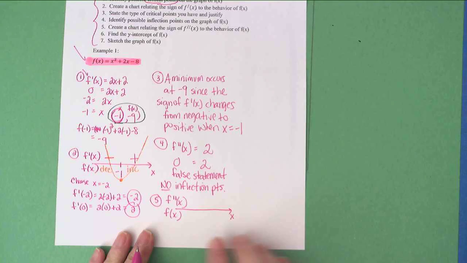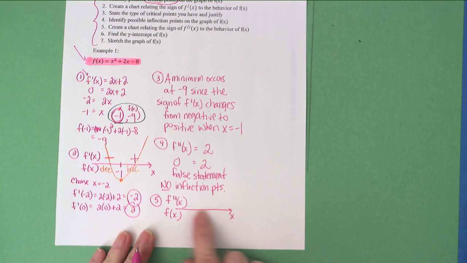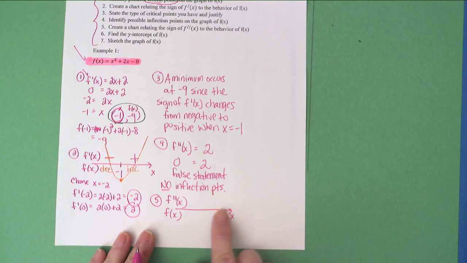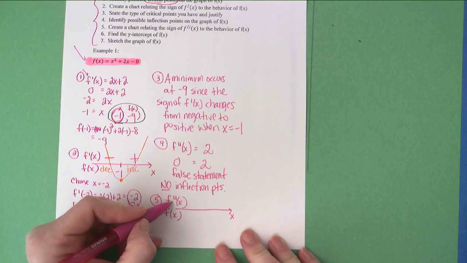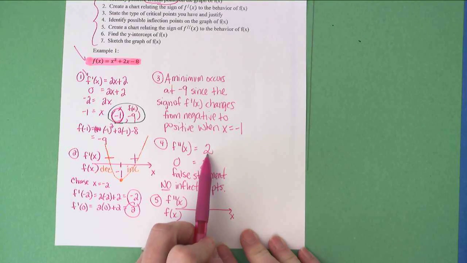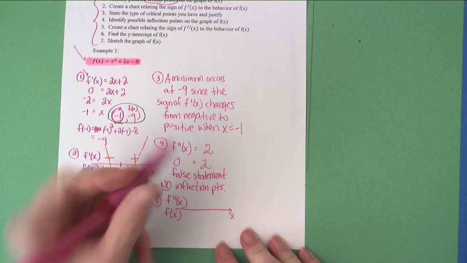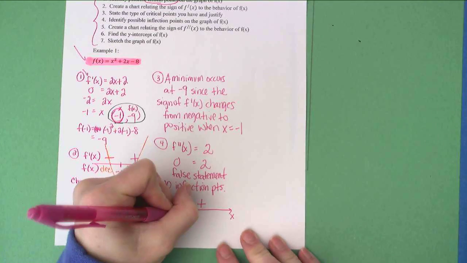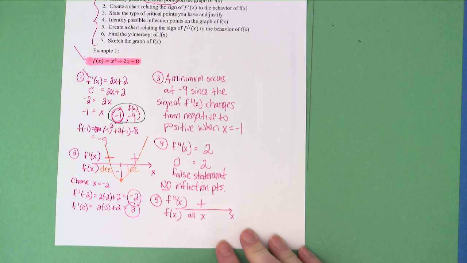Now here's what's interesting. We don't have any x value to put on here because we have no inflection points. That's okay. I don't have to put anything on here, but what I can say is this. The second derivative, being that it's a positive constant, is going to have a positive sign for all x. And that just tells me that I'm always going to be concave up.